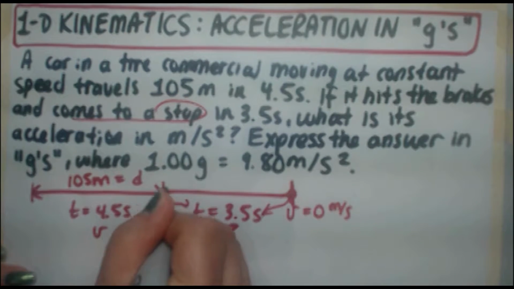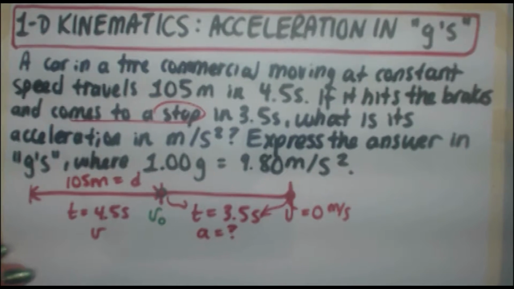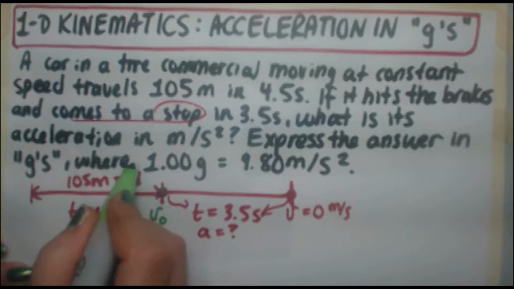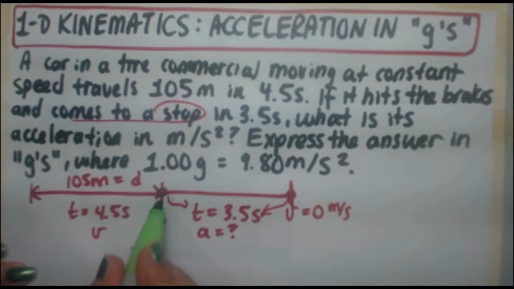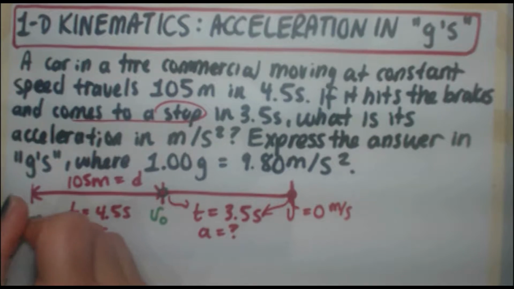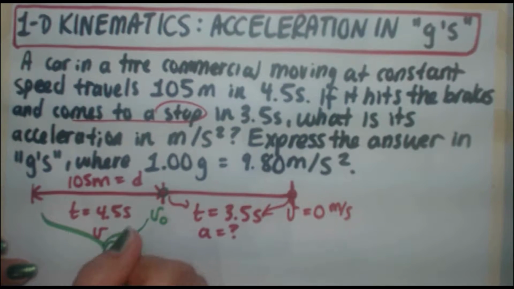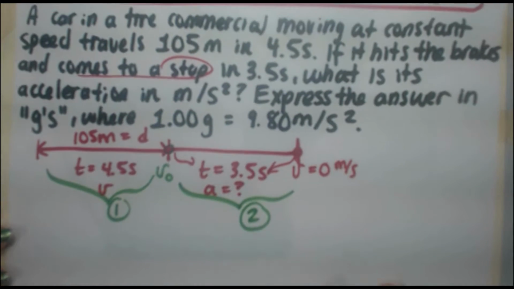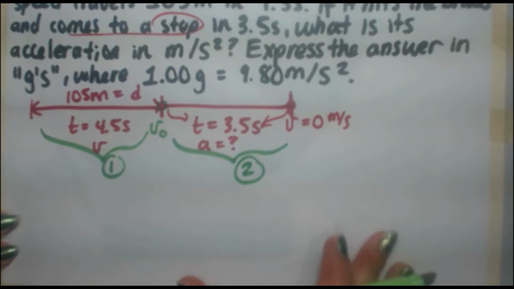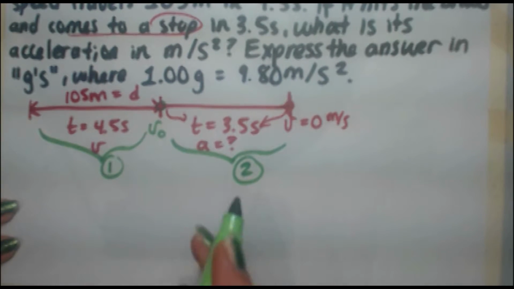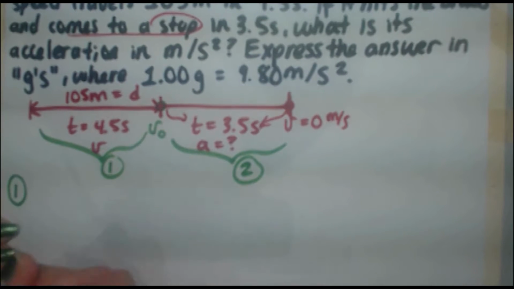So v naught. If you think about it, the car is going 105 meters, taking 4.5 seconds. So whatever speed you get from this calculation is going to be the speed that you start braking at. We have to figure that part out first. I'm going to call this segment 1, and this part segment 2. Let's calculate the speed for segment 1, which is going to become the initial speed for segment 2.